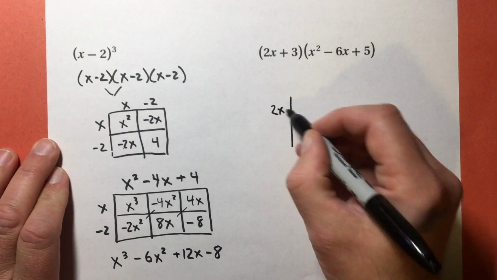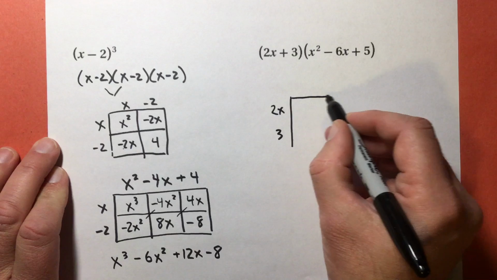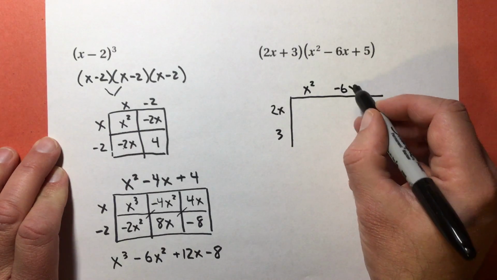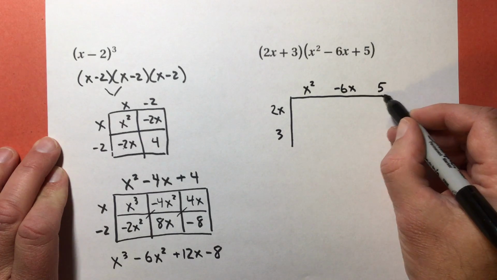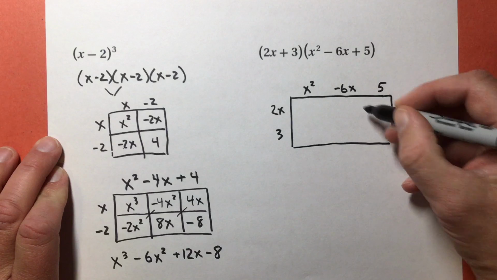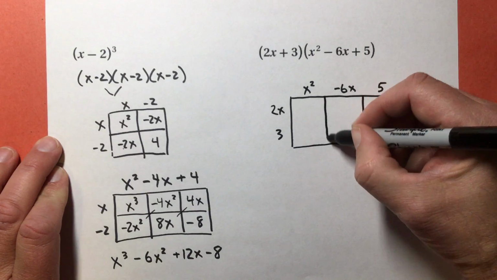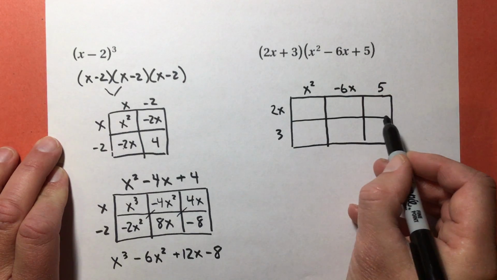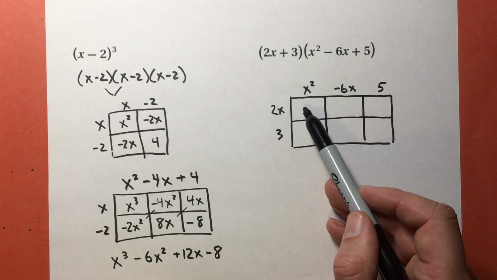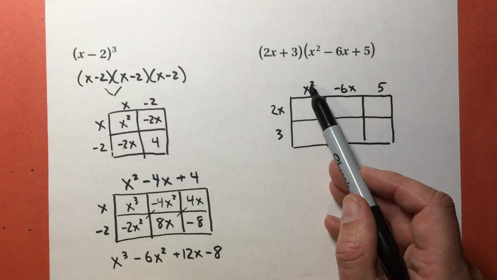I have 2x plus 3, x to the second power, negative 6x, 5. Fill in the rest of my box. And one more time, whatever is on the left side gets multiplied by whatever is above the box.